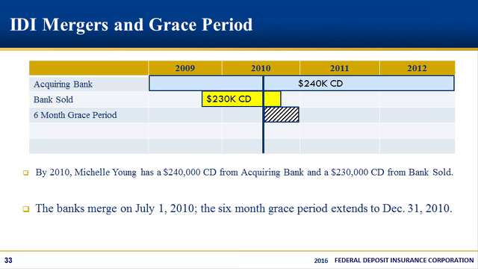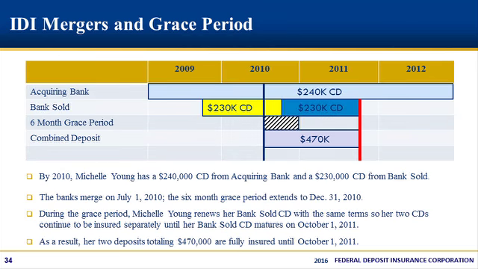As we can see on this slide, Acquiring Bank and Bank Sold merged on July 1, 2010. This is represented by a vertical bold line in black. As we have discussed, when two banks merge, the FDIC regulations provide for a 6-month grace period. In this case, the 6-month grace period extends to December 31st, 2010. This grace period is represented by the striped box on this slide.